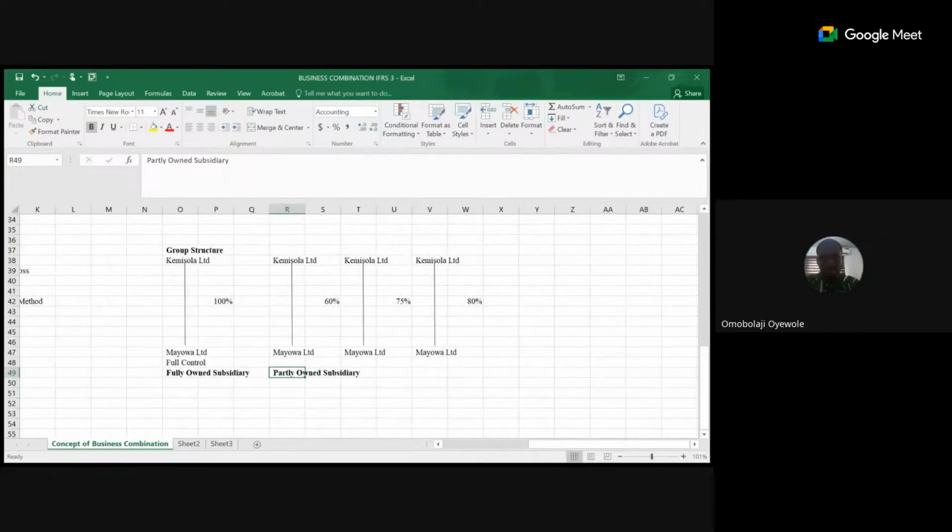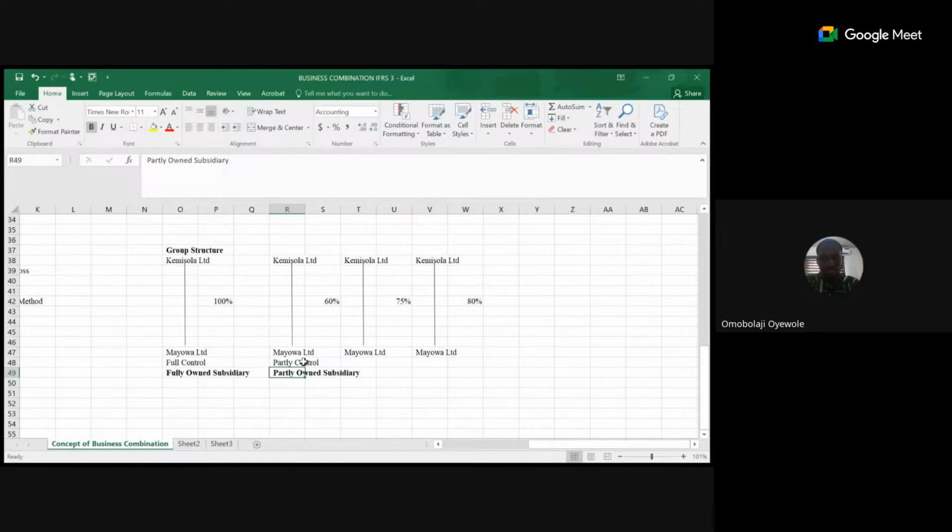Now, why is it partly owned? It is partly owned because Kemisola has only 60%. So I will call this a partly control. This kind of group structure is a partly owned subsidiary. So the kind of control here is not a full control. It's a partly control. You get now?